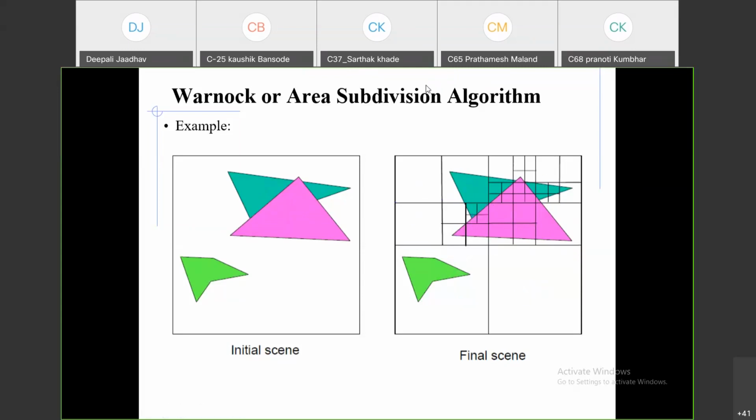That is about the Warnock algorithm and the Z-buffer algorithm. Both are used to identify the hidden surfaces and remove them. So the Z-buffer algorithm is one of the simplest algorithms for the removal of hidden surfaces.